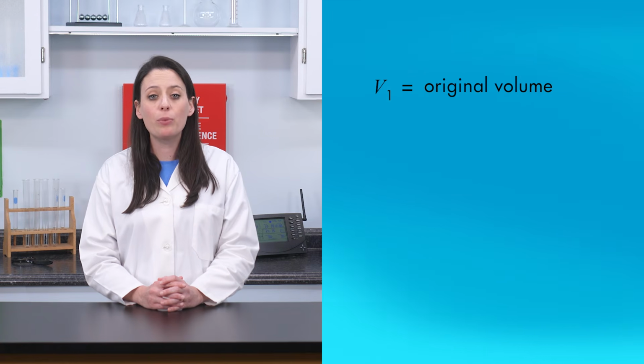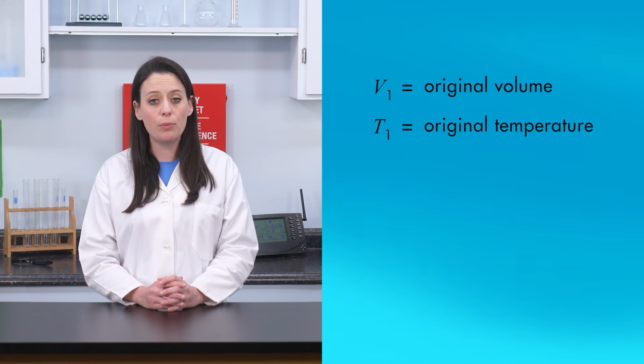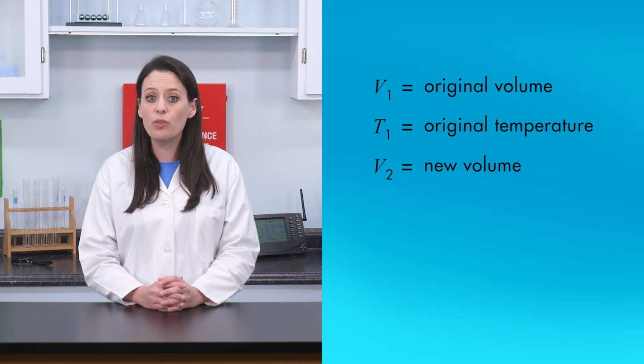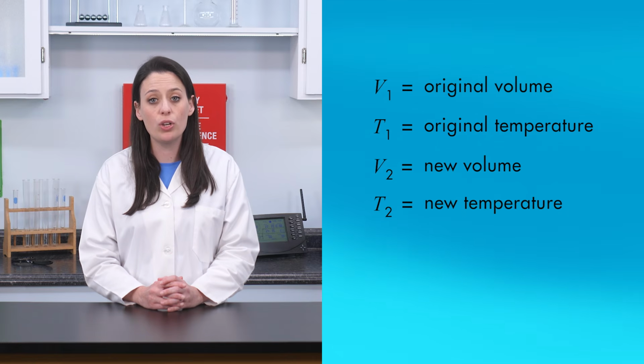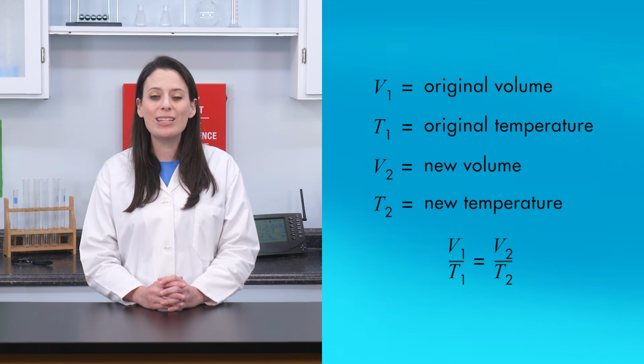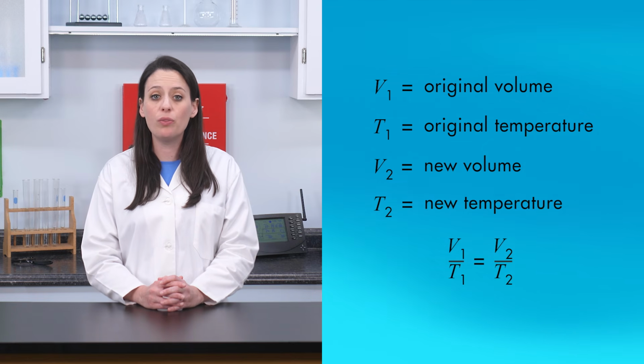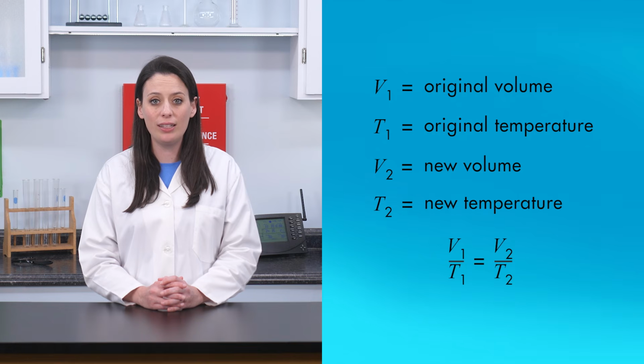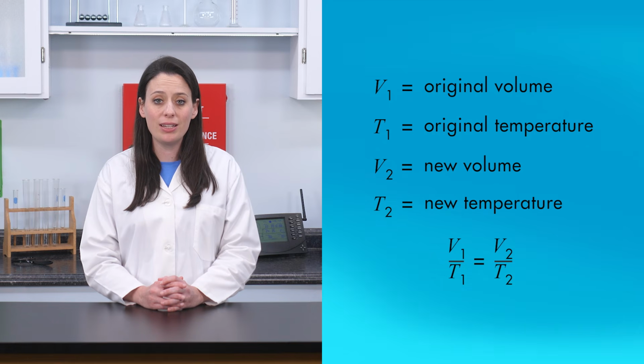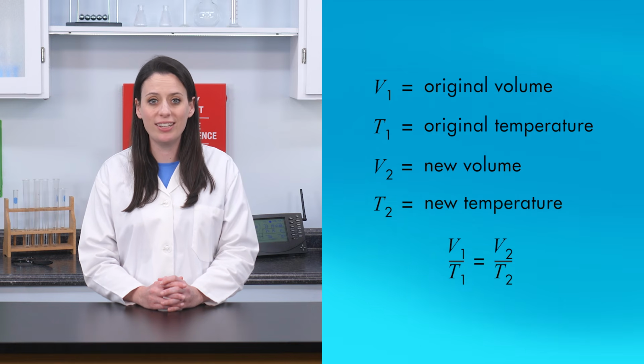If the volume and temperature of a gas change, but the pressure remains constant, the equation for Charles' law can be used to calculate the new volume. With V1 for the original volume, T1 for the original temperature, V2 for the new volume, and T2 for the new temperature, the equation is expressed as V1 over T1 is equal to V2 over T2. The temperatures must be expressed in Kelvin for calculations.